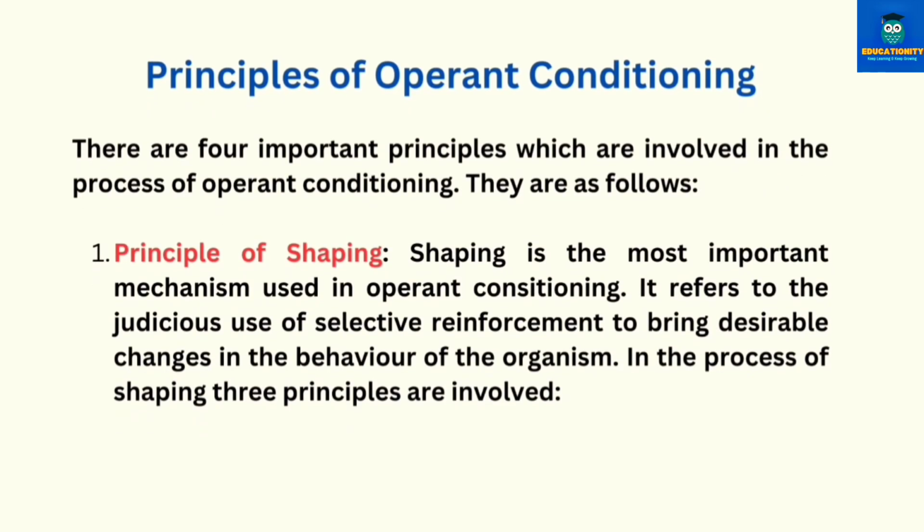Principles of operant conditioning. There are four important principles which are involved in the process of operant conditioning. They are as follows. Number 1, principle of shaping. Shaping is the most important mechanism used in operant conditioning. It refers to the judicious use of selective reinforcement to bring desirable changes in the behavior of the organism. In the process of shaping, three principles are involved.